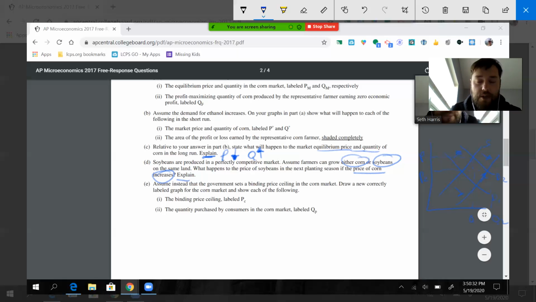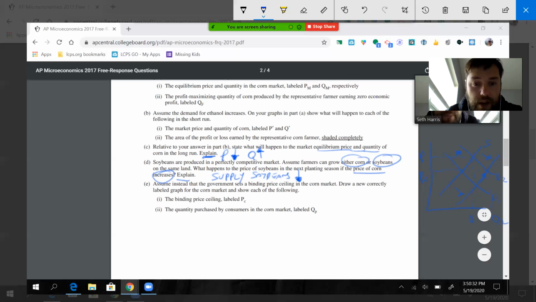And we talked about the increase in supply of corn in the previous part of this question. So it stands to reason, right, if resources and land are being used to move away from soybeans into corn, the supply for the next year of soybeans is decreasing, right? Because we're using that land to produce corn instead of soybeans.